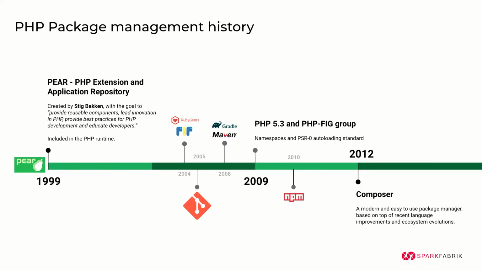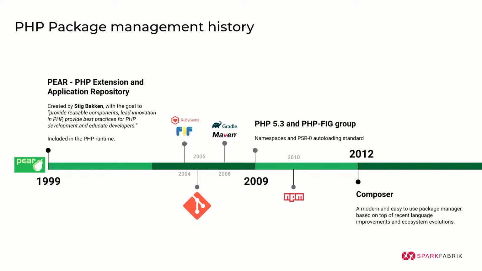The name PEAR stands for PHP Extension and Application Repository. And it was, for the time, a very, very innovative project. As you can see in this timeline, PHP has been the first of the big mainstream languages to create package management stuff inside the runtime itself. Before PHP, there was just Perl. Perl right now is not so widely used.